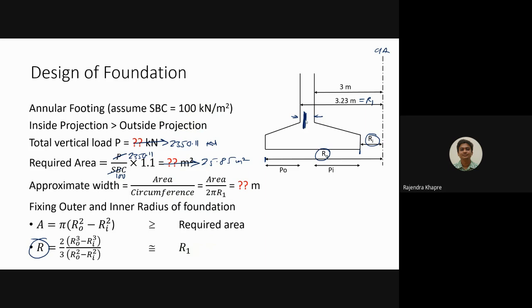Okay, now first of all we need to define what will be the width of the foundation. So the width of the foundation can be calculated by a simple expression, that is the area required divided by the circumference. Here I am taking r1. Okay, r1 value is 3.23. So with this, how much is the width required, can someone tell me?